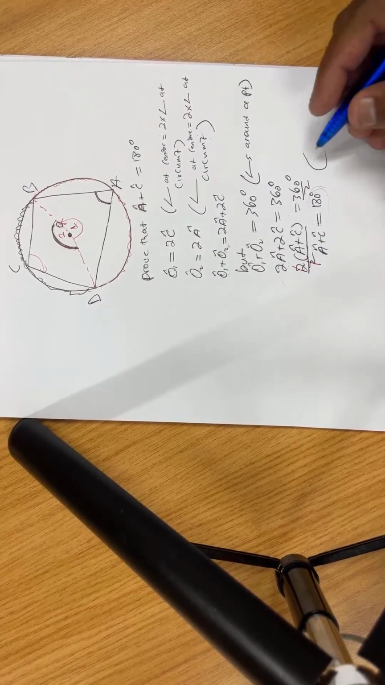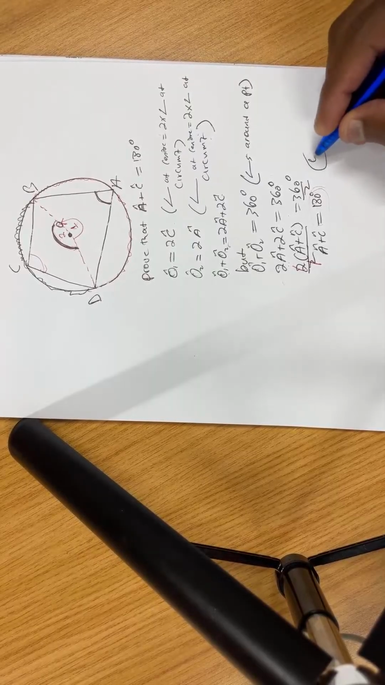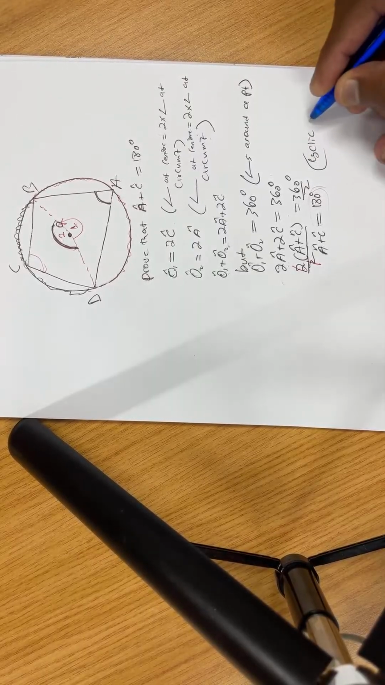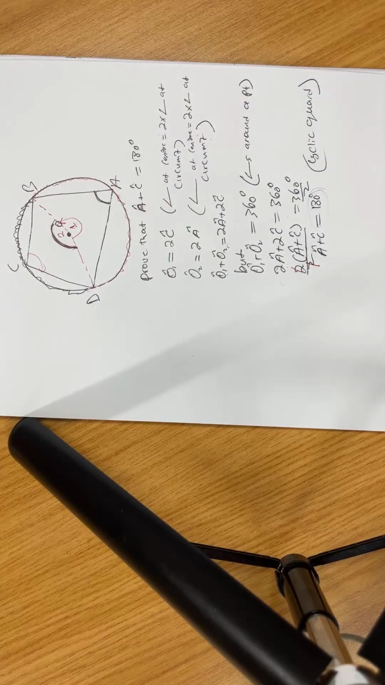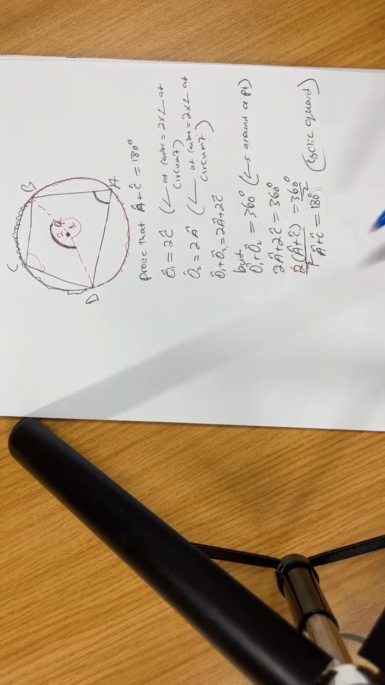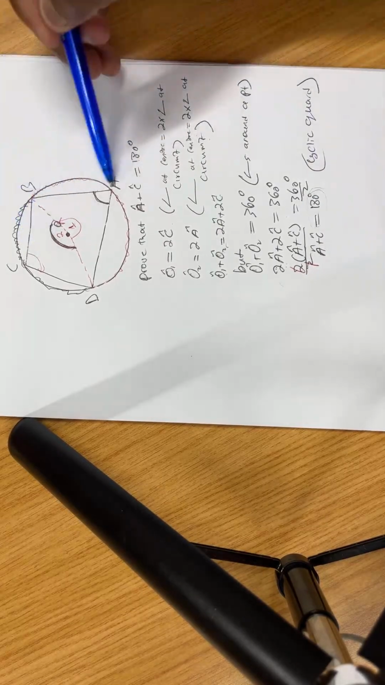Opposite angles of a cyclic quadrilateral are what? Are equal. So the reason it can be cyclic what? Cyclic quad. It's a cyclic quad because in a cyclic quad, A plus C is equal to 180, which means these two angles are supplementary. These two angles are what?